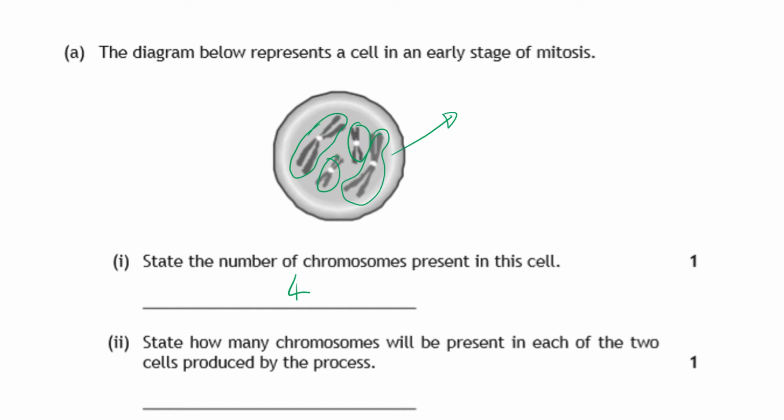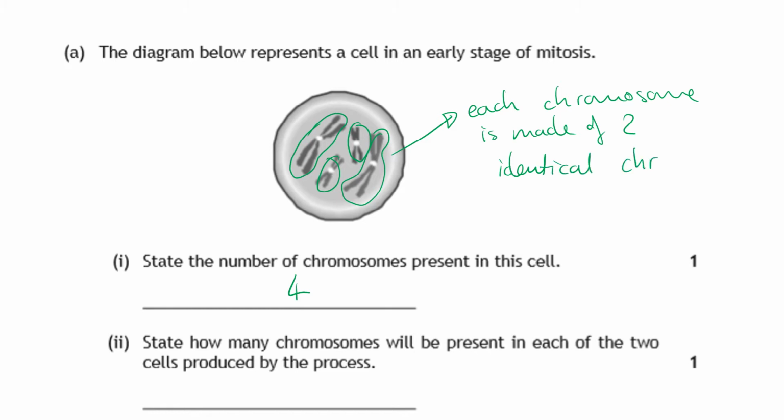Look at each one of these chromosomes. Each chromosome is made of 2 identical chromatids. Okay, so that's why they look almost like funny wee X's.